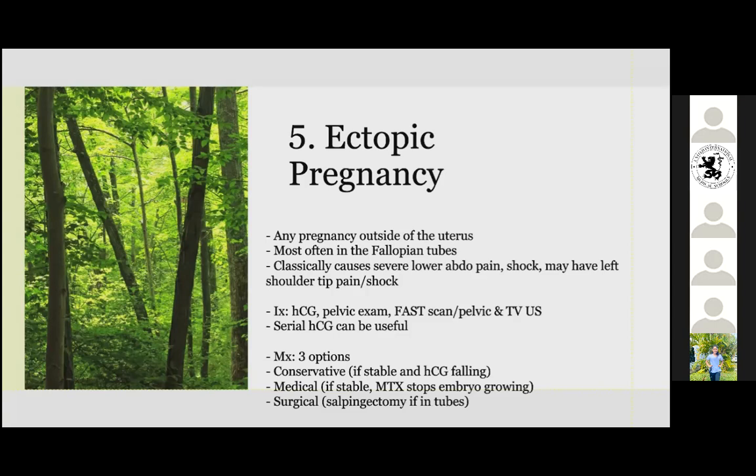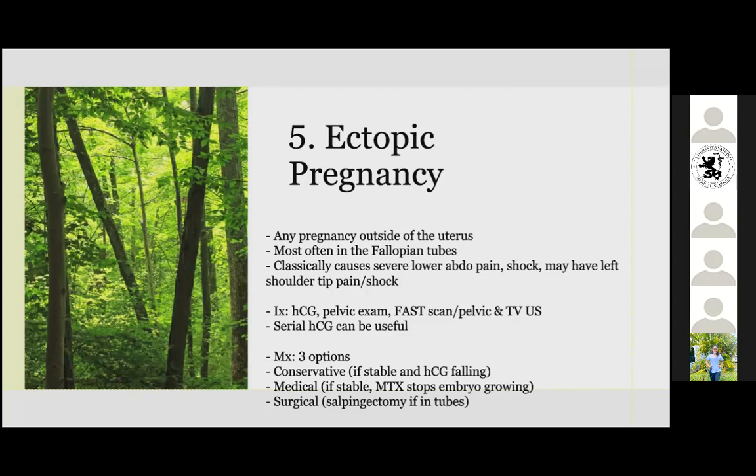In terms of management, there are three main options. If the patient is stable, and especially if their HCG level is falling, then this can be managed conservatively with a watch and wait approach. There's medical management, again for patients who are stable. With this, methotrexate, which you'll know is an antifolate drug, stops the embryo from growing.